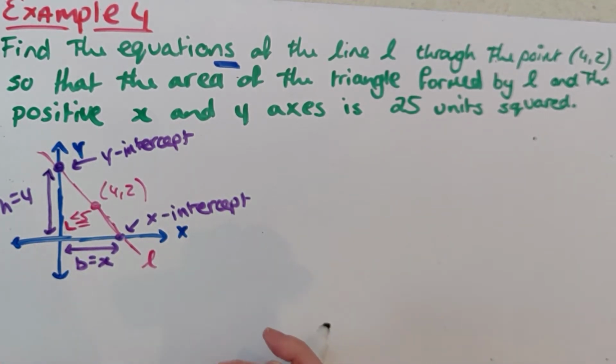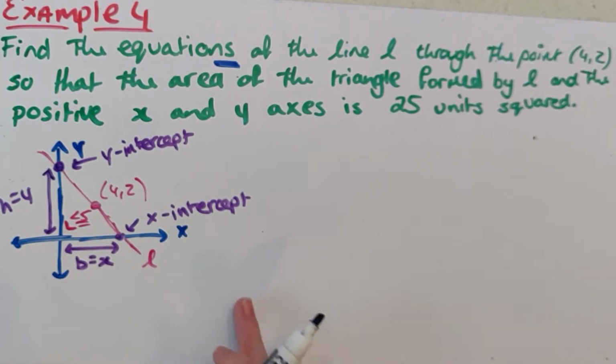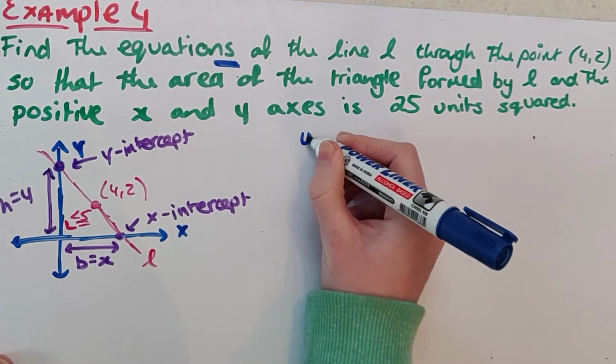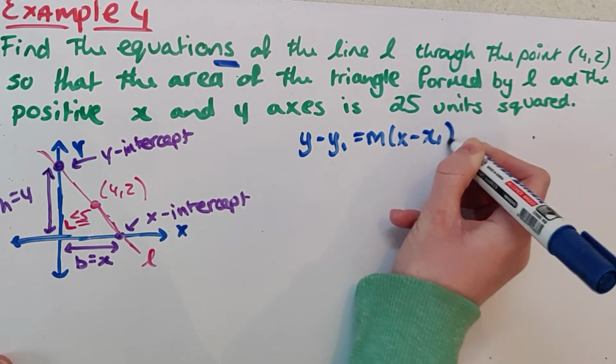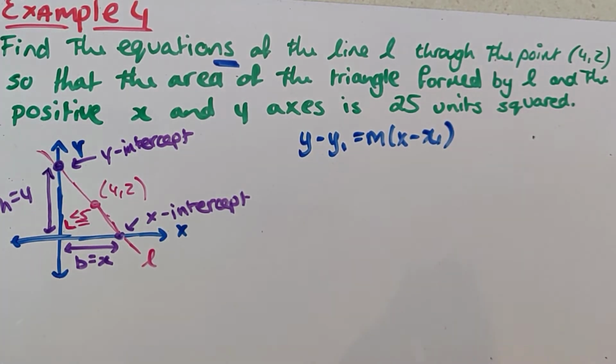So the first thing I'm going to try and do here is get my x and my y-intercept. So I don't know the equation of the line, so I'm going to use the formula y minus y1 is equal to m by x minus x1 to try and find some sort of equation of a line.